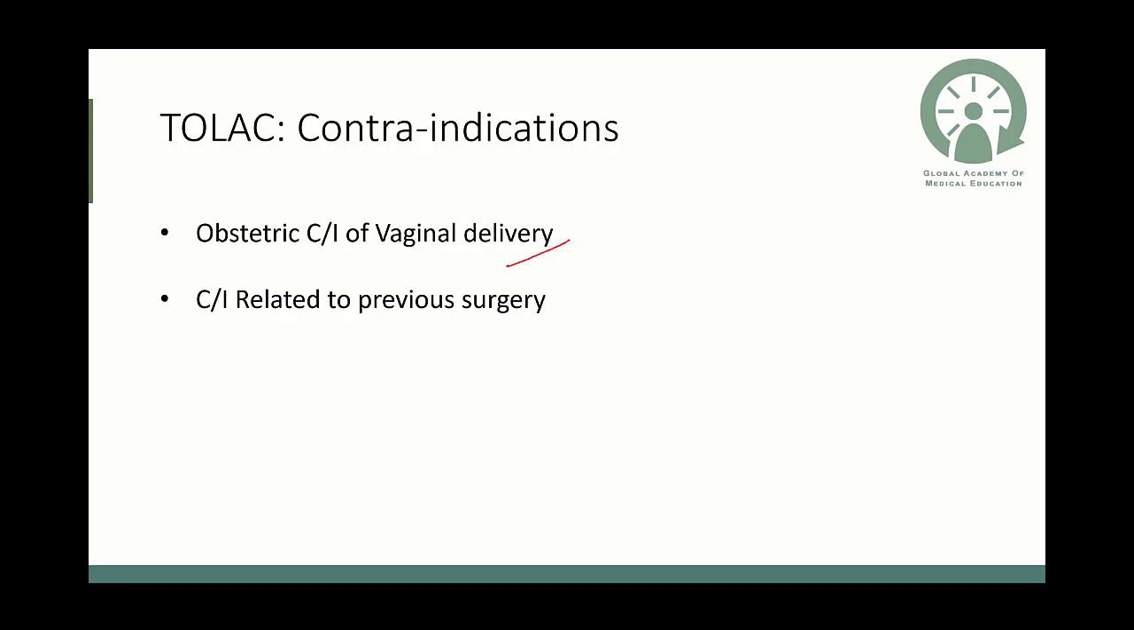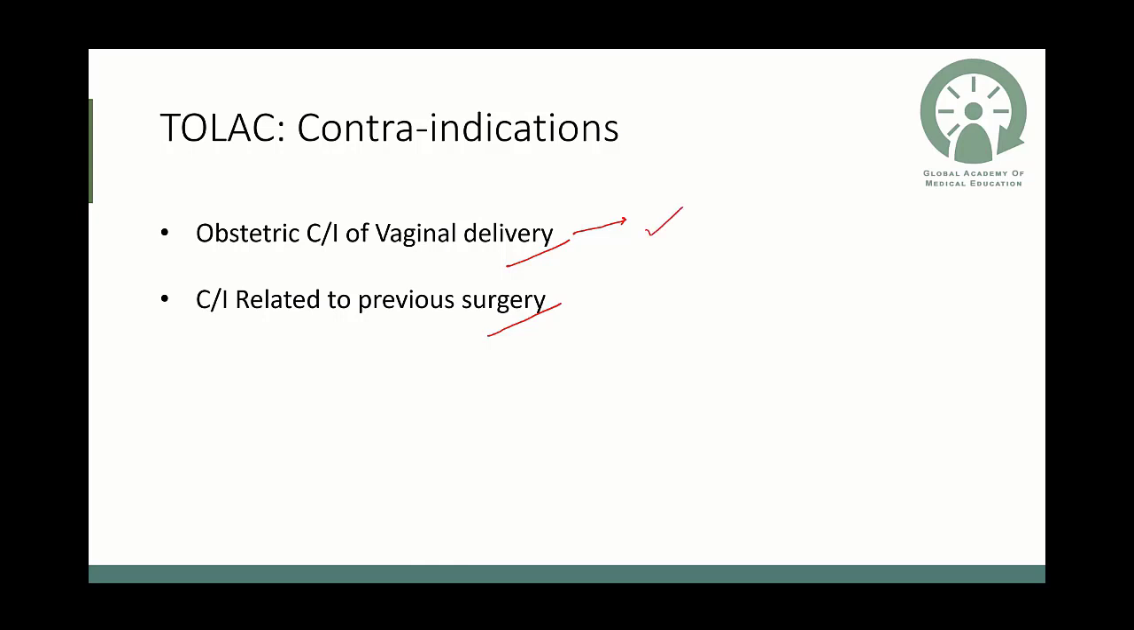The contraindications for TOLAC can be discussed under two broad headings. One is obstetric contraindication for vaginal delivery. Like somebody had a cesarean previously, and now there is no absolute reason not to allow her TOLAC from the surgery point of view, but she has a grade 4 or grade 3 placenta previa, or she has active genital herpes infection, or the baby is too big to come out vaginally. So if there is an obstetric contraindication to vaginal delivery, yes, that is a contraindication for TOLAC.